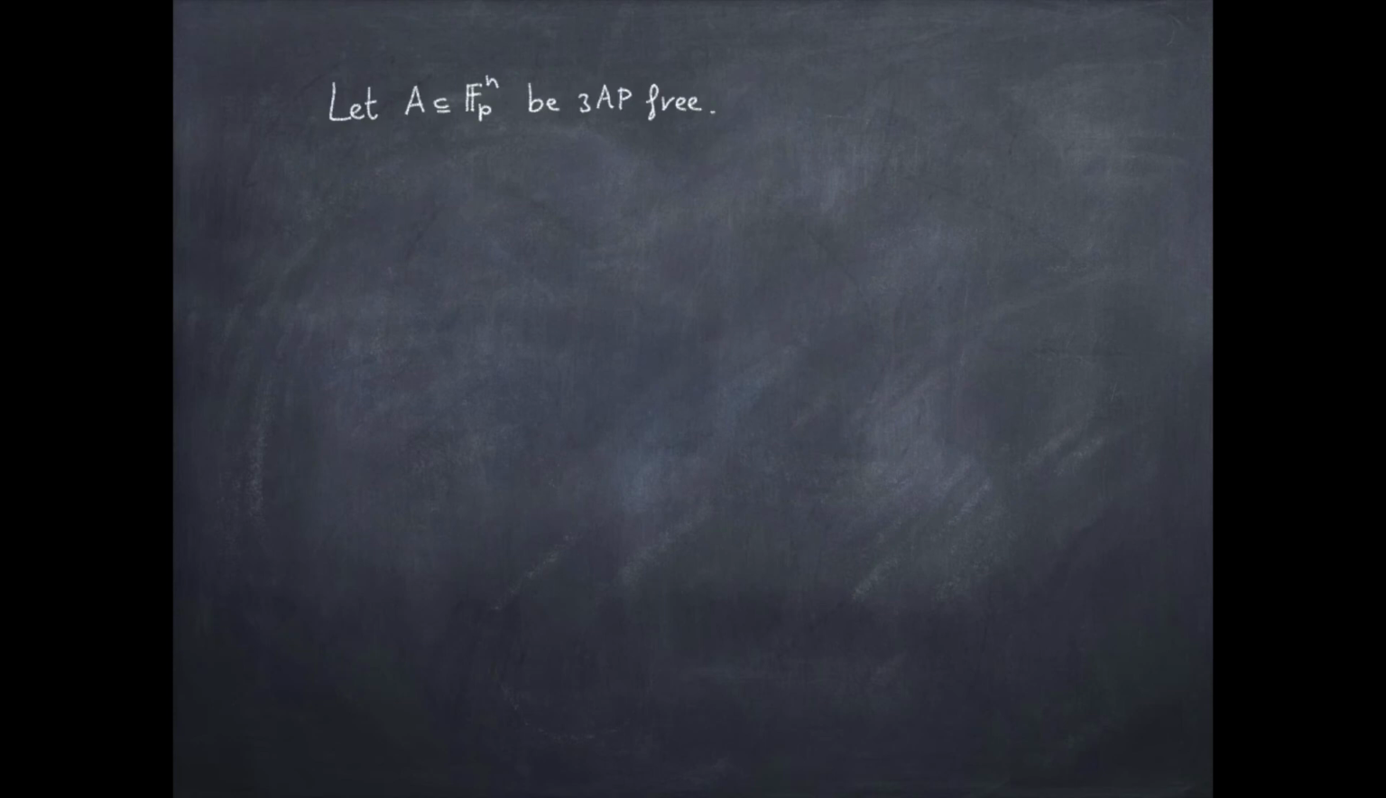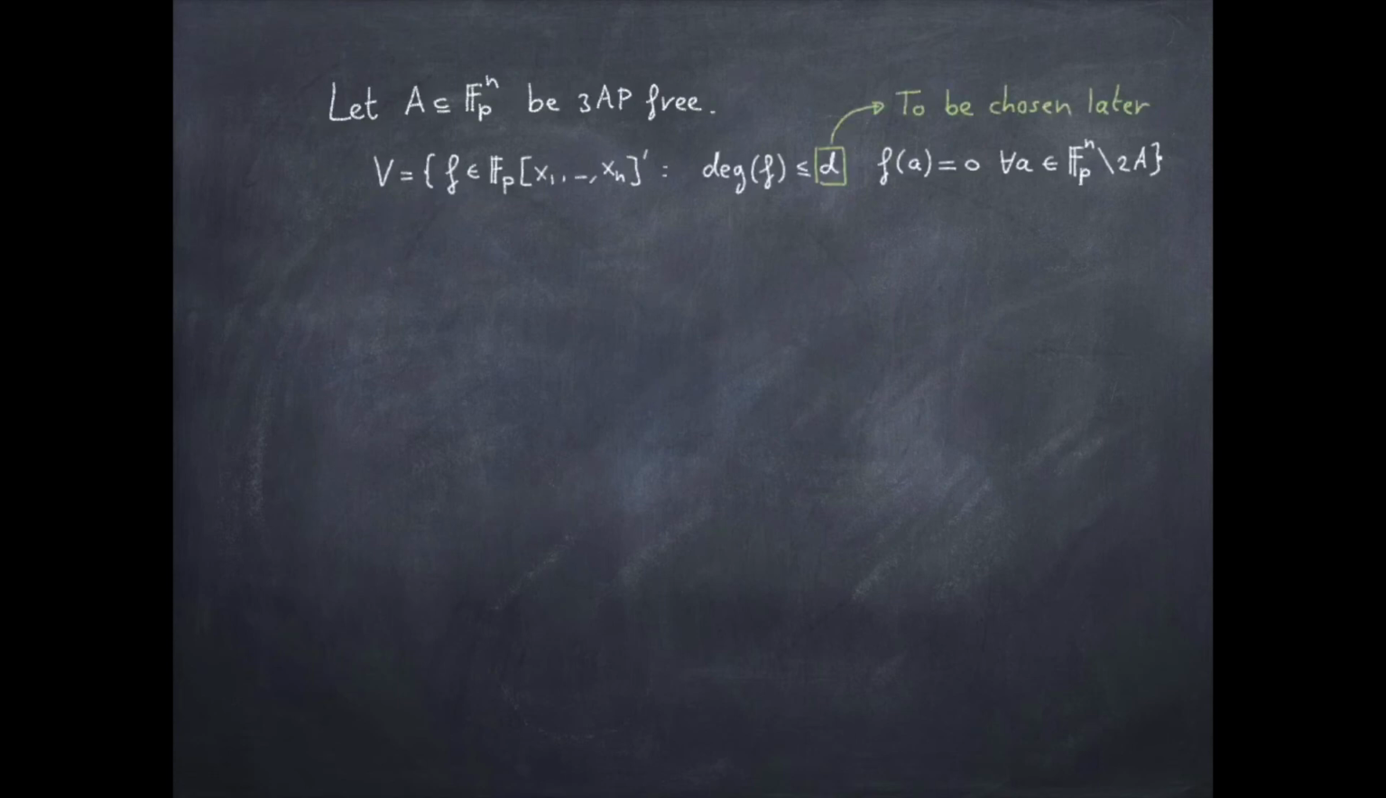It turns out that we cannot quite achieve this. It turns out that this is a little bit too much to ask. We cannot achieve this, so we will need to tweak the argument a little bit. Let V be the set of polynomials of degree at most d that vanish outside of the set 2A. The degree d will be chosen later.